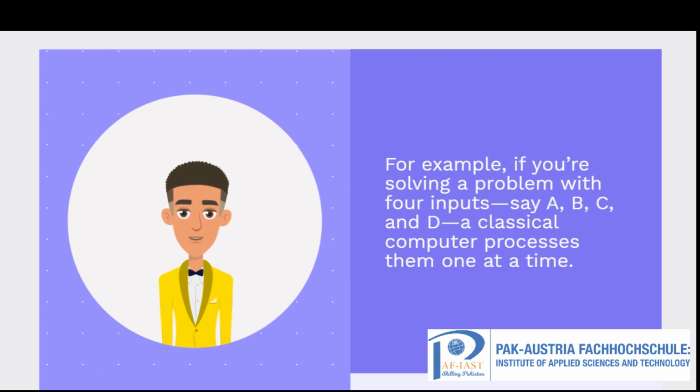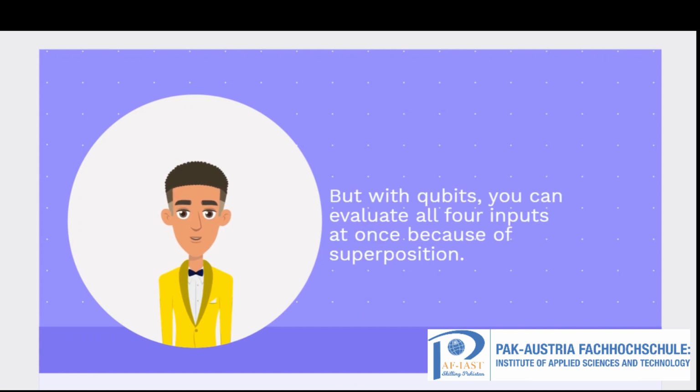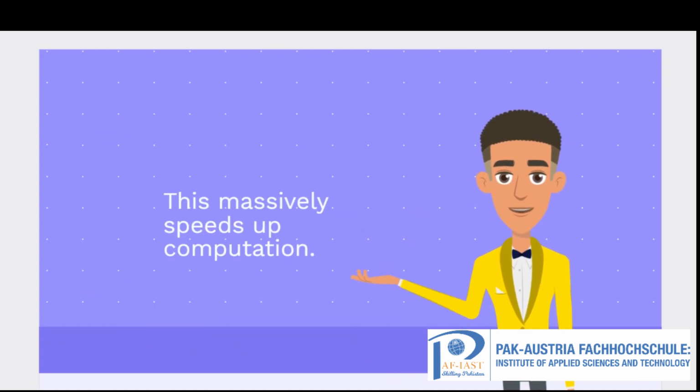For example, if you are solving a problem with 4 inputs, say A, B, C, and D, a classical computer processes them one at a time. But with a qubit, you can evaluate all 4 inputs at once because of superposition. This massively speeds up computation.